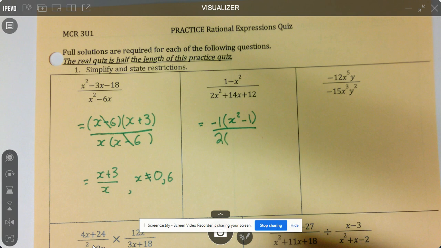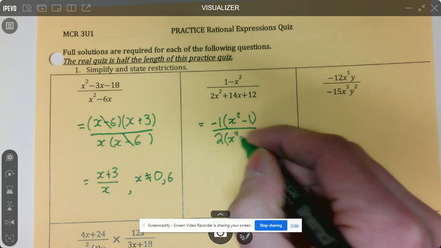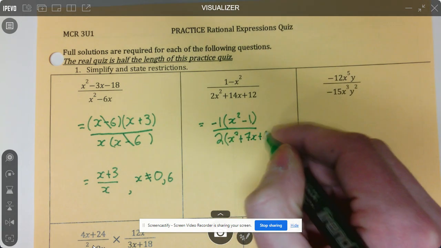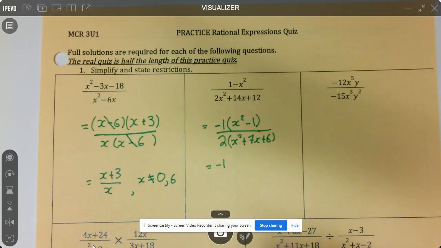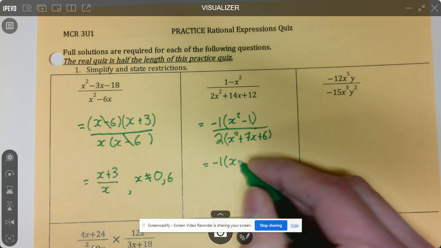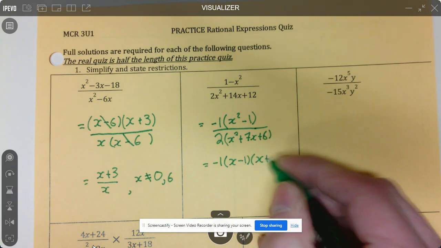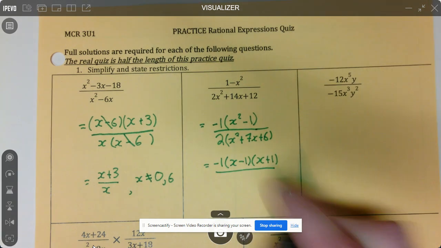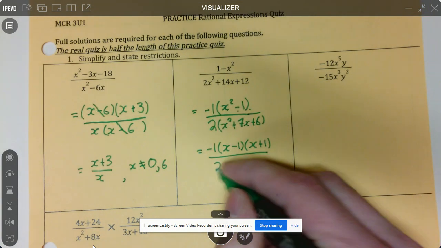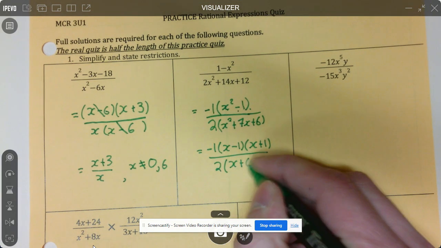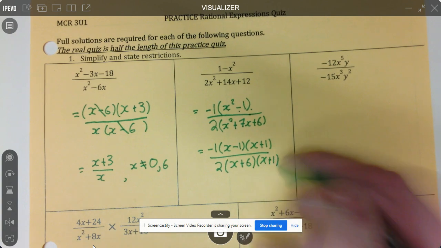On the bottom, I always want to look for common factors first. If I take out a common factor, I now notice I just have another simple trinomial on the bottom. So on the top, I've got a difference of squares. So it factors to x minus 1, x plus 1. Anytime I have two perfect squares separated by a subtraction sign, that's what I can do. And on the bottom, two numbers that multiply to 6 and add to 7 are just 6 and 1.